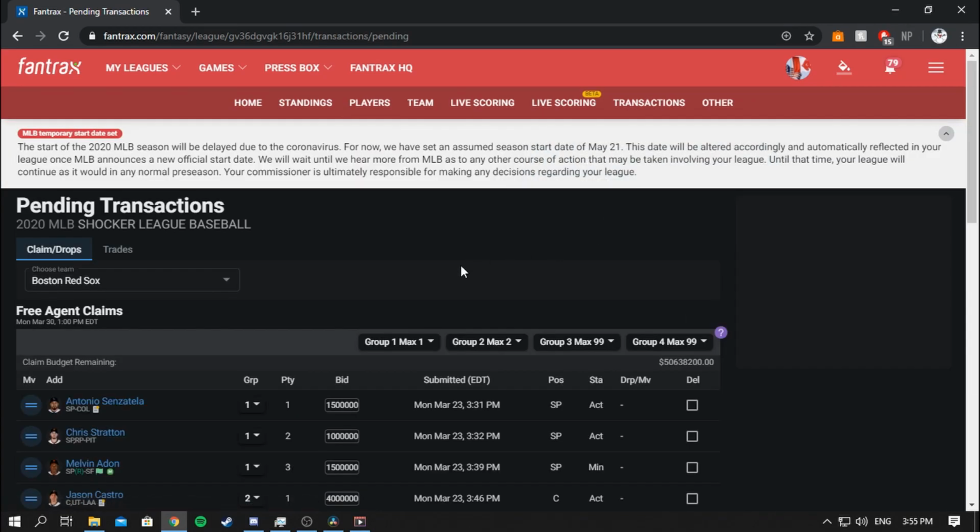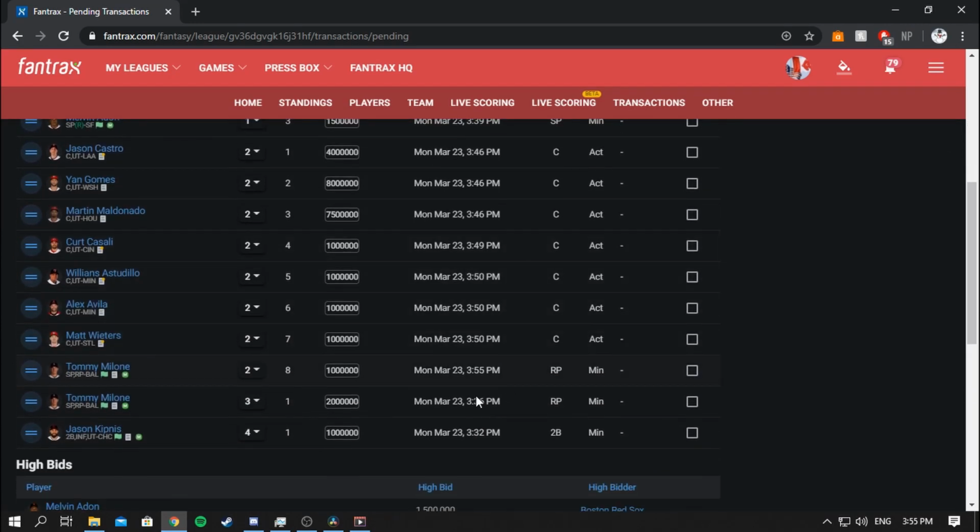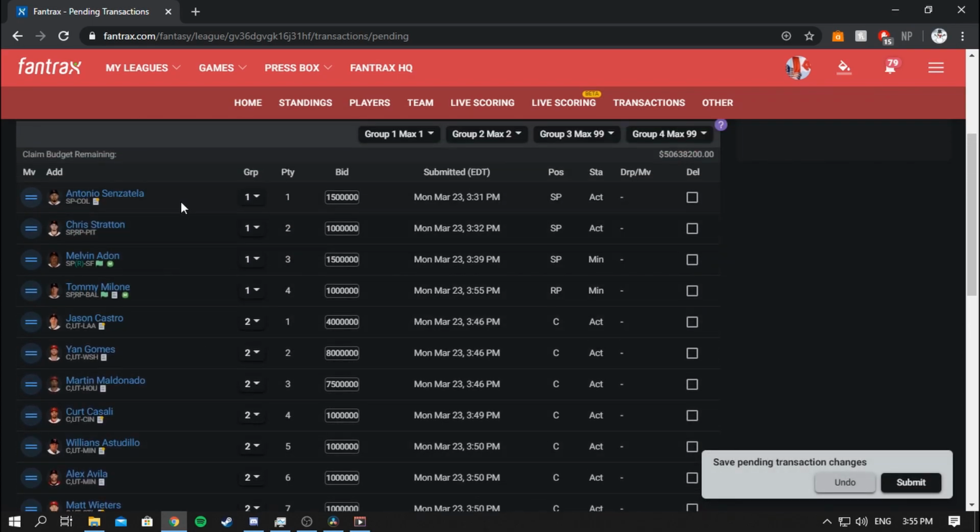So back to pending transactions. You see Tommy Malone's in group 2. I put him at the end of group 2 for some reason, but we want them in group 1. Right, that's our starting pitcher group.